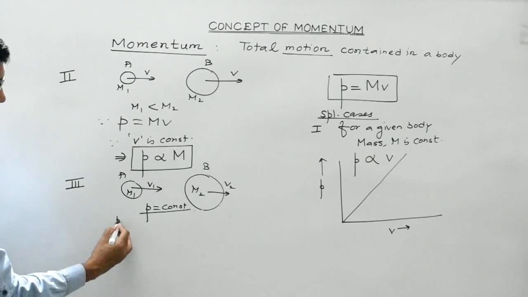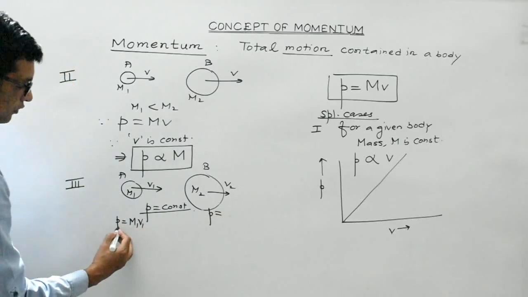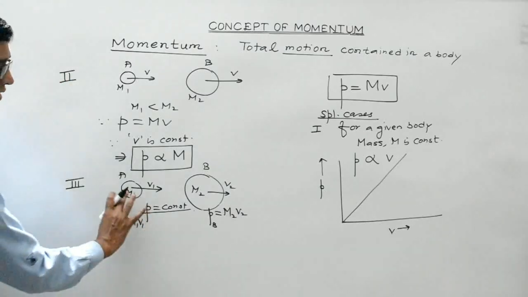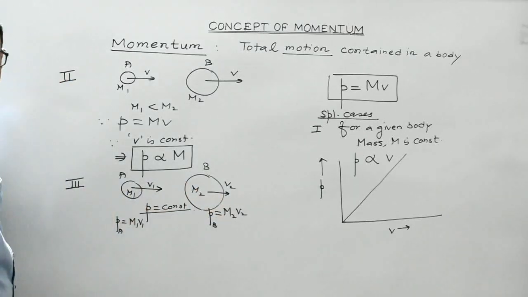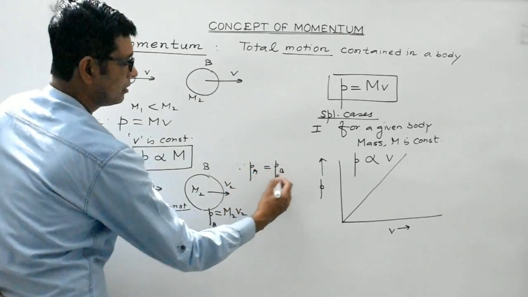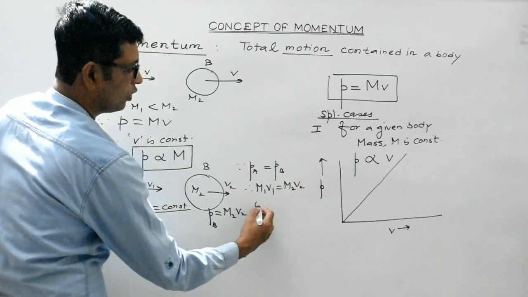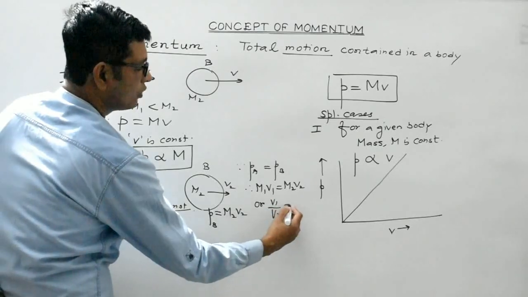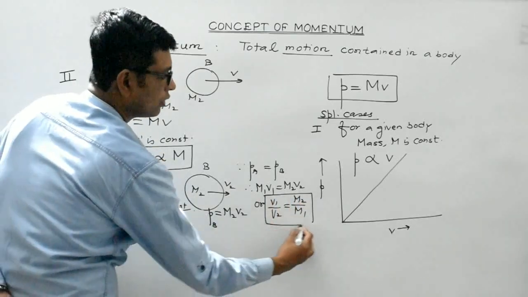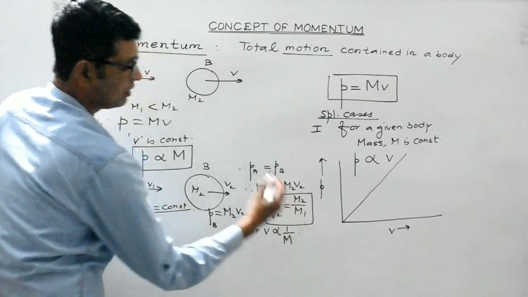What is the momentum of this body? It will be equal to m1v1. What is the momentum of the second body? This is for the first body and this is for the second body. It will be m2v2. Now since both the bodies possess the same momentum, therefore you can equate these two. Since PA is equal to PB, therefore m1v1 is equal to m2v2, or v1 by v2 would be equal to m2 by m1, or V is inversely proportional to the mass, isn't it?